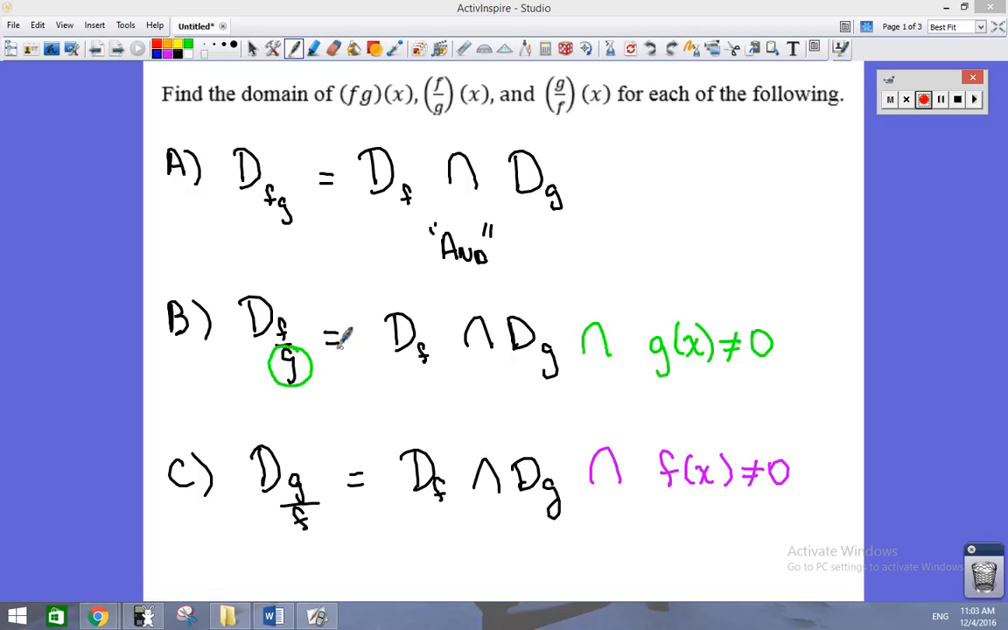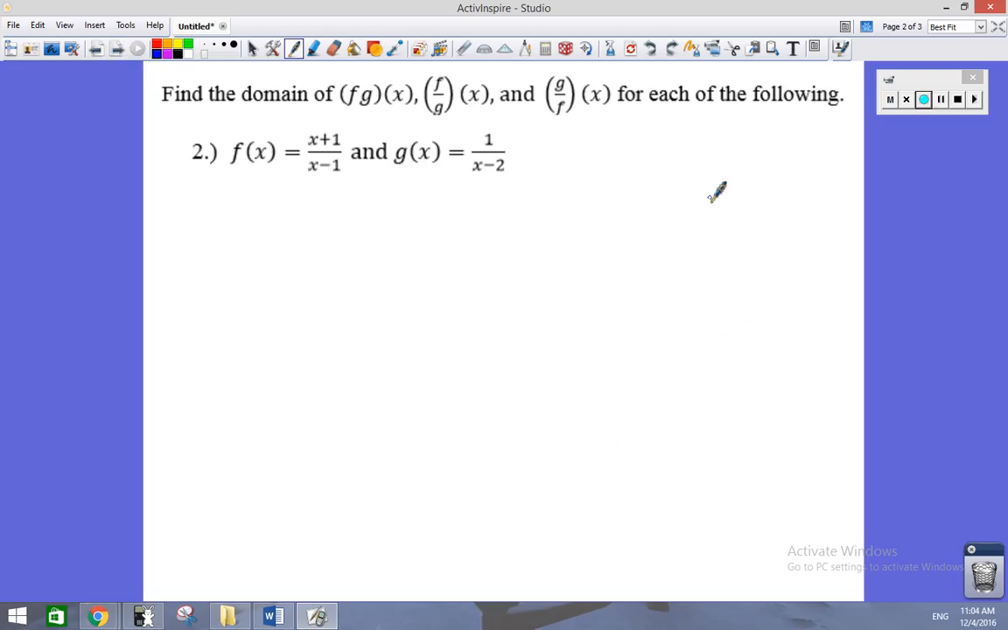Well, then if we flip this, if we have g over f, the same thing happens. We're intersecting the domains of f and g for part of it, but we also have to be concerned that f could be 0. We don't want any input that causes the output of function f to equal 0, because f is now in a denominator. So these are the ideas that we have to apply to these problems, and we're going to look at problem number 2 and try to find the domain of each of these.